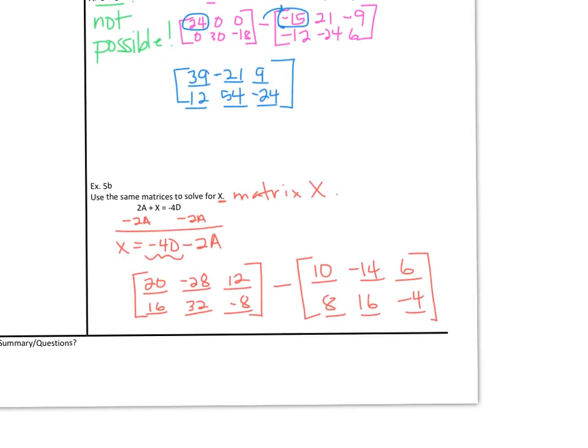So go ahead and one last time, please, pause the video, subtract these two matrices together, and that will be what matrix X equals. So I'm just going to write X equals, and you determine the 6 elements for our solution. Did any of you notice that our solution matrix is the same as what our second matrix was in the subtraction problem? In that top row, you should have 10, -14, and 6. And in the bottom row, we should have 8, 16, and -4. And this is lesson 10.1.